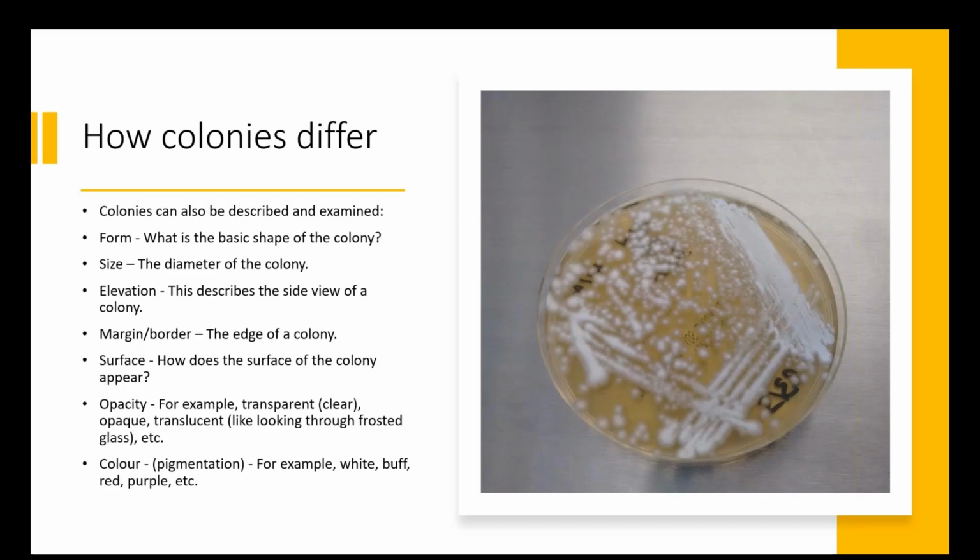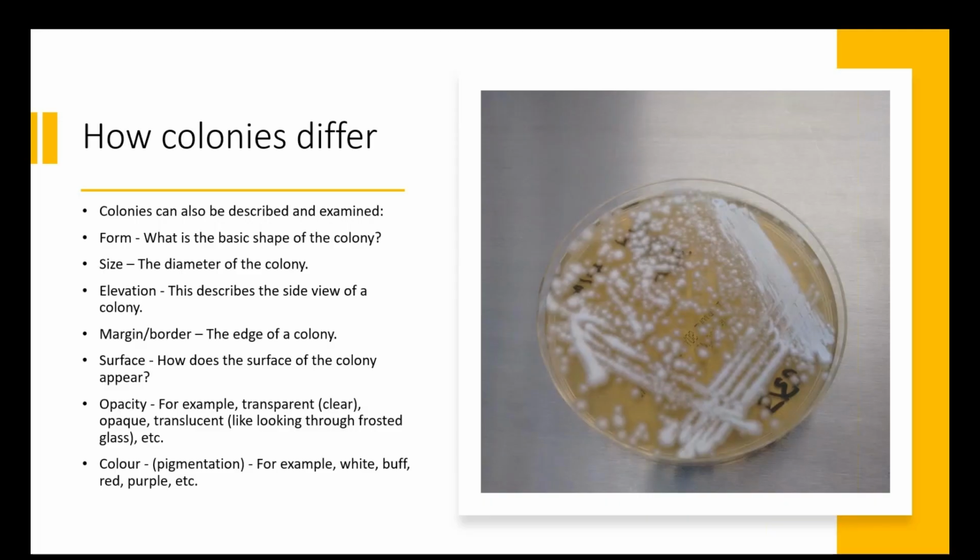So we can talk about form, by which we mean the basic shape of the colony, for example, whether it's circular or filamentous. We also have the size, the diameter of the colony. So we might have very tiny colonies, which are sometimes referred to as punctiform, and then larger colonies. We're also going to have the elevation of the colony, which is the side view of the colony, the margin or border, which is the edge of the colony, which is often clearer through magnification. Then we have the surface of the colony, whether it's smooth, glistening, rough, wrinkled, or dull.